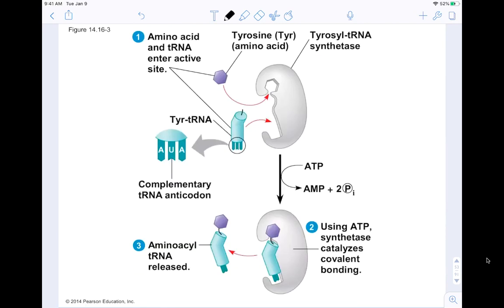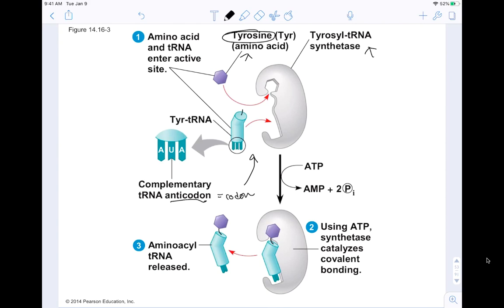Okay, so step 1, amino acid and tRNA enter the active site of our aminoacyl synthetase. This is called tyrosyl tRNA synthetase because it's using tyrosine, which is an amino acid. So there's one for each different type of amino acid to help them correctly bind together, because it matters which anticodon is paired with which particular amino acid. Because if it didn't matter, then you'd have all kinds of wrong proteins being built. Okay, so it matters because the anticodon is going to pair up with the codon, and the codon says you need to bring in a specific amino acid, so they have to be complementary.